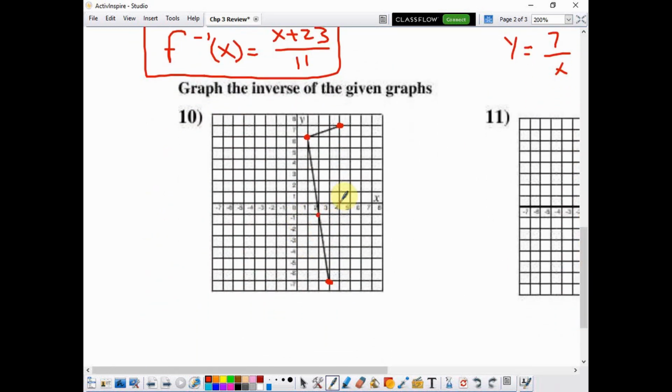So my first set of coordinates was 4, 7. So I'm going to graph that as 7, 4. Then 1, 6. So 6, 1. 2, negative 1. Negative 1, 2. And 3, negative 7. Negative 7, 3.